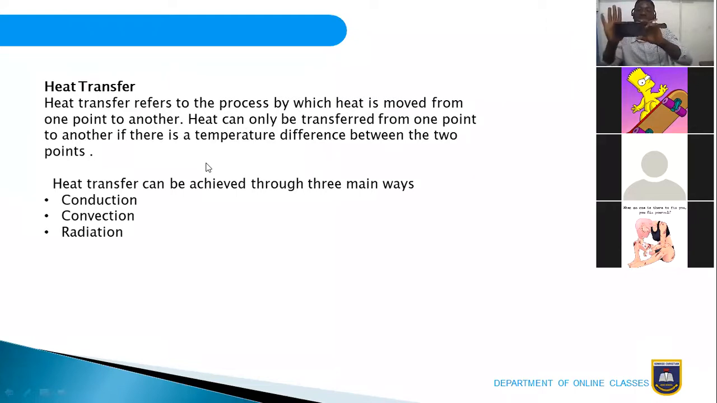So heat will move from what? The 5 and transmit it to what? The 0 degrees Celsius. So heat will be moved from a higher temperature region to the lower temperature region. So there's going to be heat transfer. And we have 3 main ways by which you can transfer heat from one point to another. We have the conduction, the convection, and the radiation.